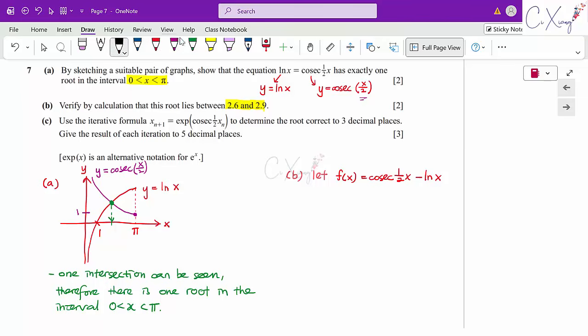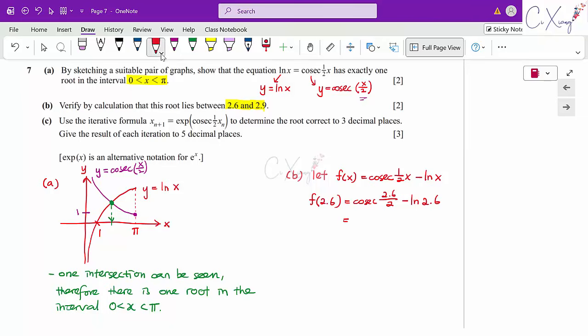Of course, it's not wrong if you want to make it the other way around, where you move the cosecant half x, so you have ln x minus cosecant half x. Both are correct. It doesn't matter. Then if I put the function this way, I want to substitute 2.6 and 2.9 into my function. So I have cosecant 2.6 over 2, then minus ln 2.6.